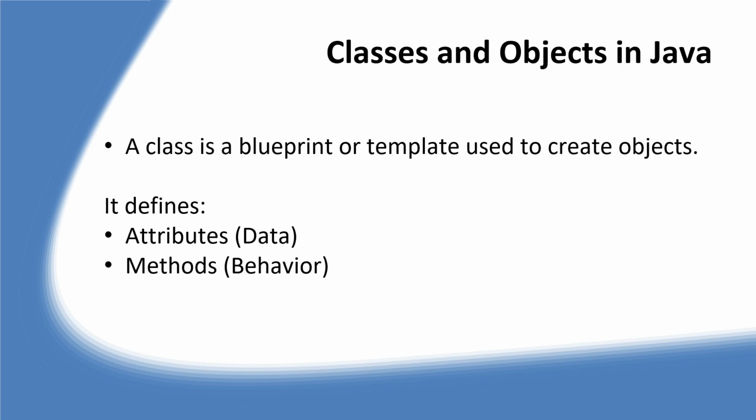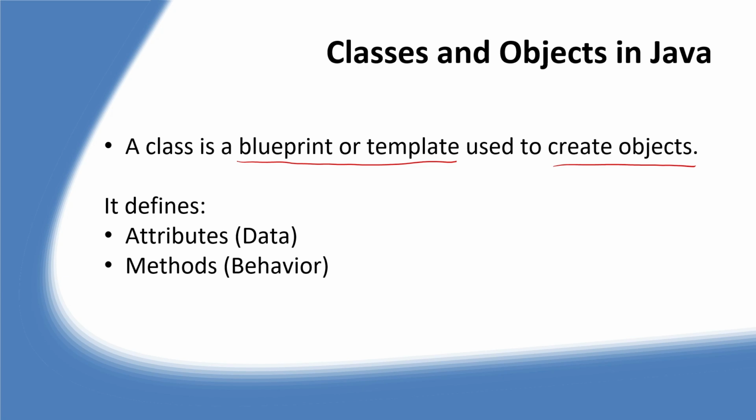So, what is a class? A class is a blueprint or template. What is the use of a class? It is used to create objects. So think of a class as a blueprint for building a house. The blueprint contains the design, but you cannot live inside the blueprint, right?